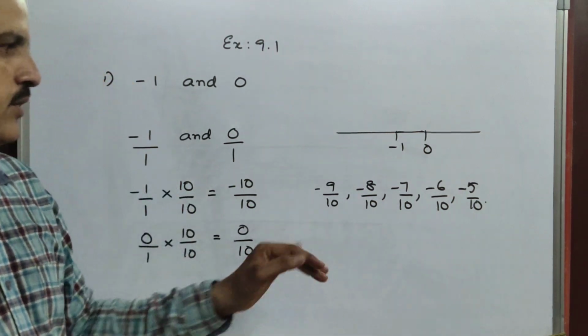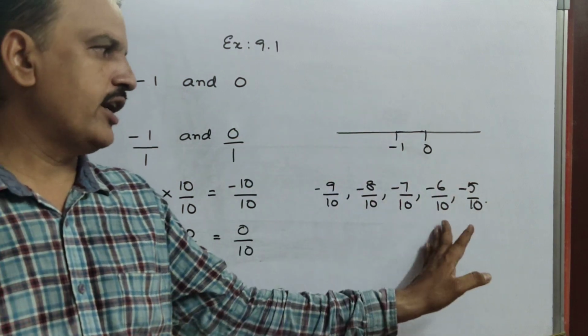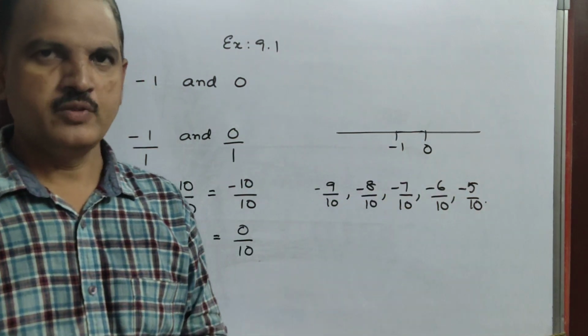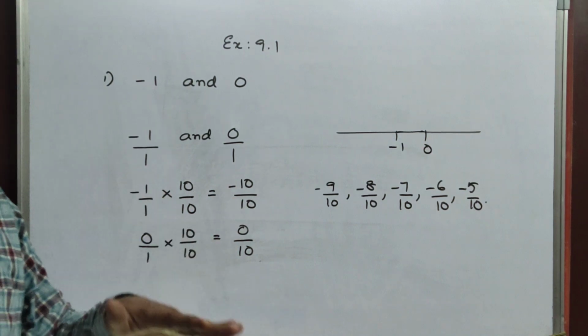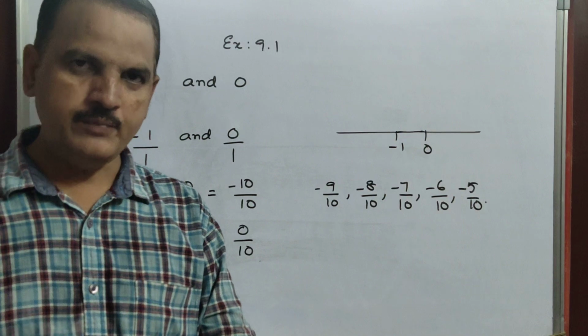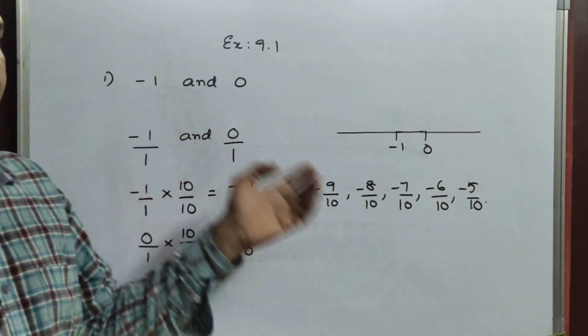Instead of that, minus 9, 8, 7, next we can write 4, 3 also. Instead of writing 6 and 5, we could write 4 and 3. But it should be between minus 10 and 0. So these are the 5 rational numbers between minus 1 and 0.